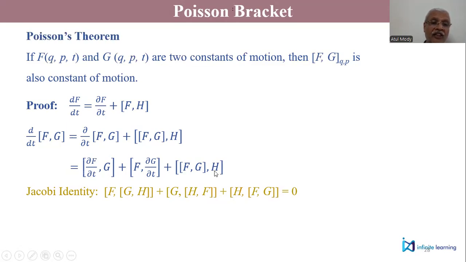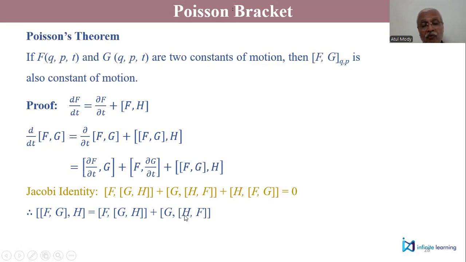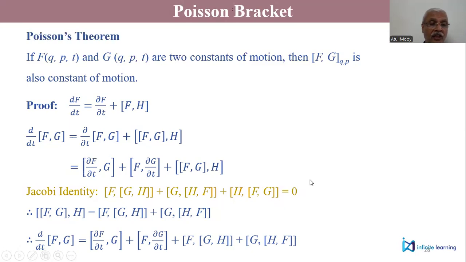So what would the Jacobi identity do? It will give you {f,{g,h}} as {f,{g,h}} and {g,{h,f}}. But g and f are constants. So what will happen to {g,h} and {h,f}? Remember, the Poisson bracket of a constant function is 0. So the two right-hand sides will become 0. So {f,{g,h}} will also be 0 if the functions are constants, right? So that's what you will get.